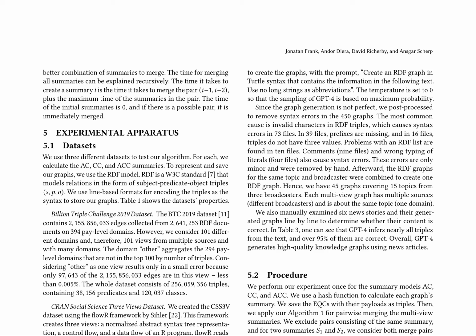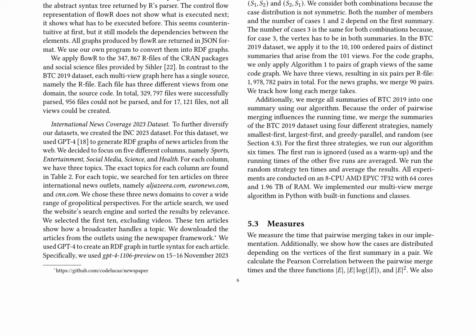To perform the experiment, the authors calculated each graph's summary using a hash function, saved the EQCs with their payloads as triples, and applied algorithm 1 for pairwise merging the multi-view summaries. They excluded identical summary pairs and considered both merge pairs, S1, S2, and S2, S1, due to the non-symmetric case distribution.